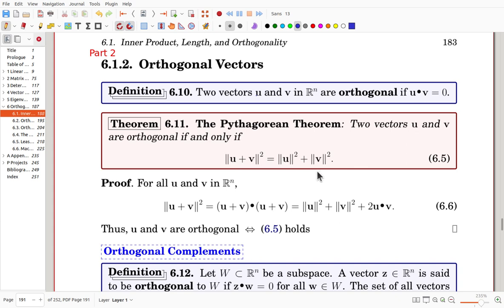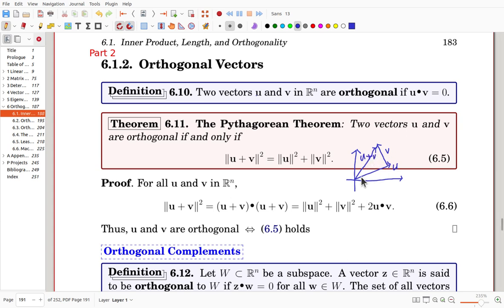It can be interpreted geometrically here in a two-dimensional coordinate system. Here that is a vector u, and v is another vector. Then u plus v must be that one. That is u plus v.